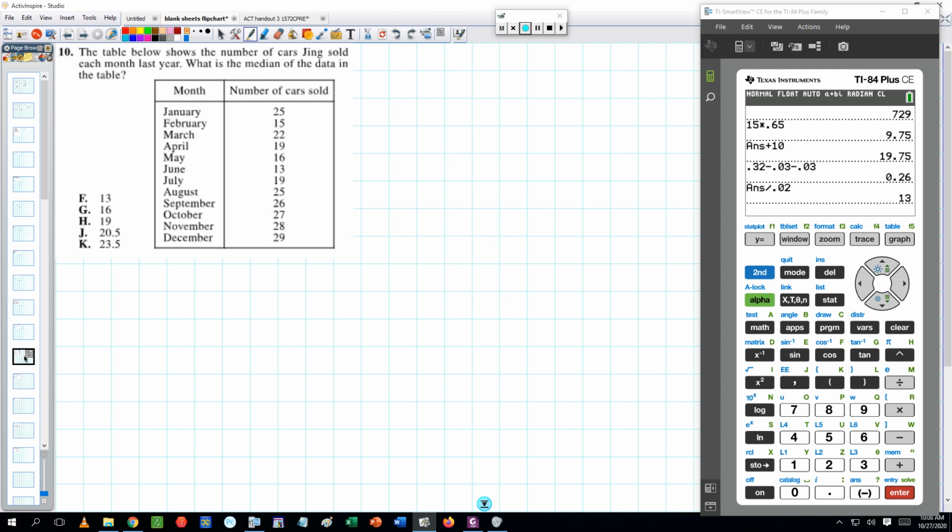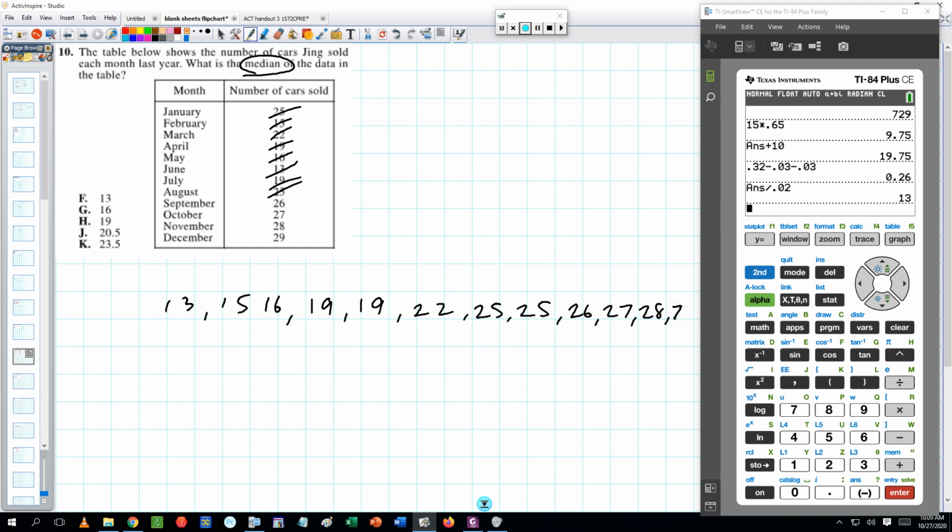The table below shows the number of cars sold each month last year. What is the median? Median is your middle number. We need to put the numbers in order. I see 13, 15, 16, 19 twice, 22, 25 twice, 26, 27, 28, 29. All right, so for the median, I'll take that one, mark off that one.